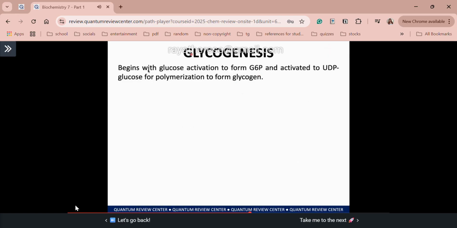Diba? Ang glycogenesis is just the opposite of your glycogenolysis. But again, remember, we have different sets of enzymes here to avoid a futile pathway. Here, glycogenesis begins with glucose activation to form G6P, and activated to UDP glucose for polymerization to form glycogen. O sir, parang ang daming intermediates needed here for glycogenesis. Of course, it's important because here we require an input of energy. O diba, recall in bioenergetics, kapag anabolic, we need energy input.